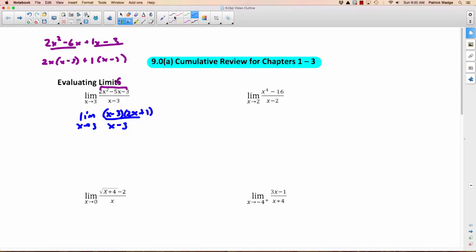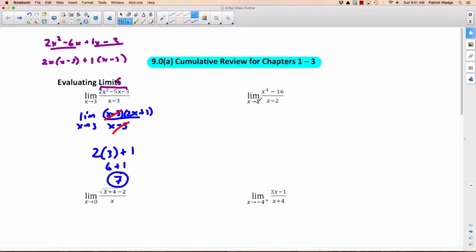Sure, it'd be great if we could cancel out that denominator, and we can. So now all we have to do is substitute in. So our answer would be 2 times 3 plus 1. That's 6 plus 1. So we get an answer of 7.